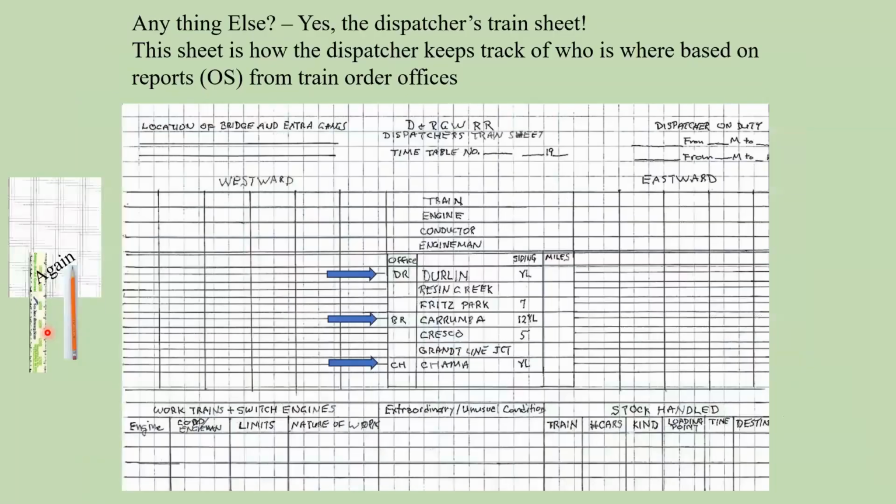Okay, taking a look at this, there's one more thing we need to talk about, and that's the dispatcher's train sheet. This sheet is how dispatchers keep track of who is where based on reports from the train order offices. In this case, I have basically used pencil, ruler, and quadrille paper, and I've come up with a dispatcher sheet based on the run that we're going to make here.